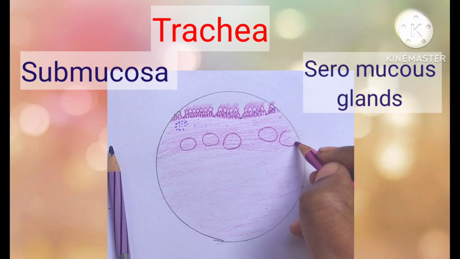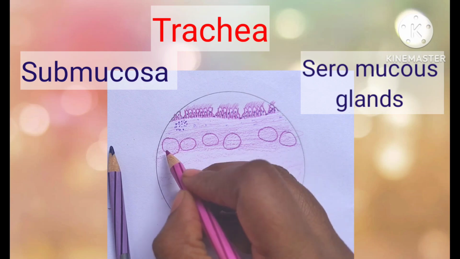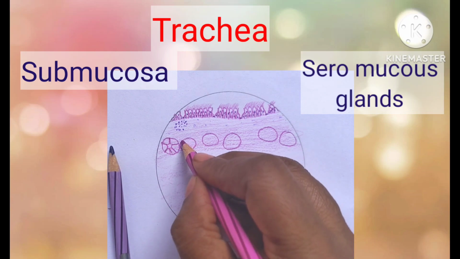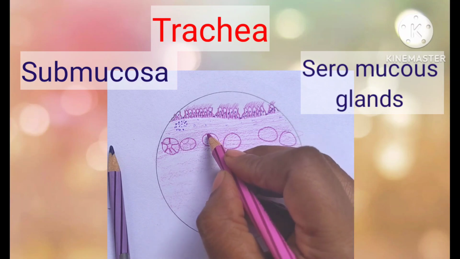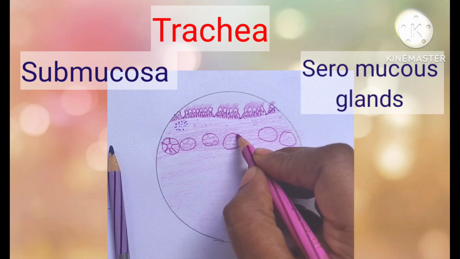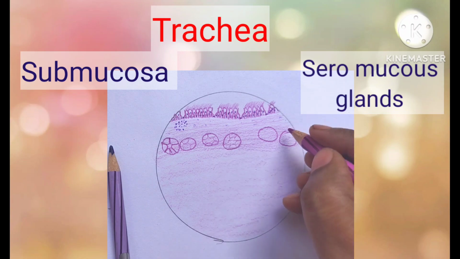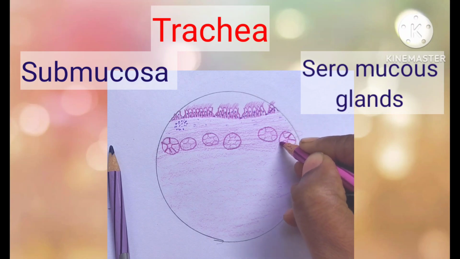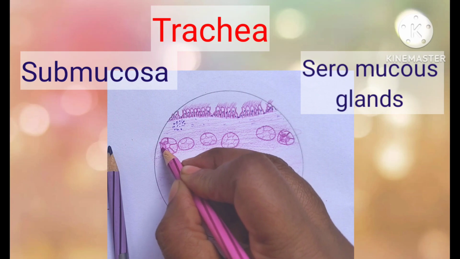Below the mucosa, we have the submucosa. It is very difficult to distinguish between lamina propria and submucosa because they both contain collagen, loose connective tissue. In high power view and with special stain, we are able to distinguish more elastic fibers between the lamina propria and submucosa.